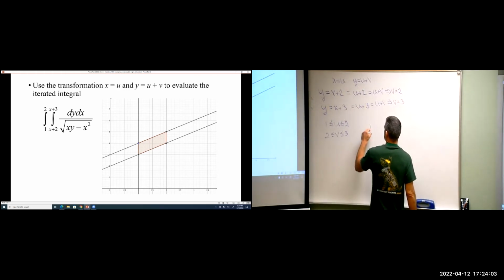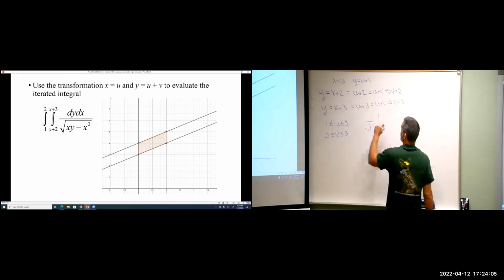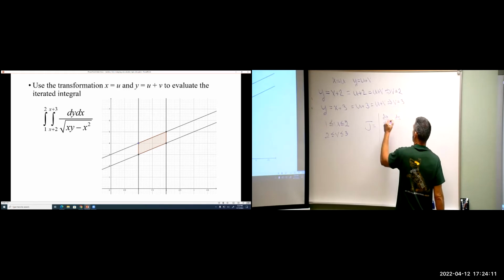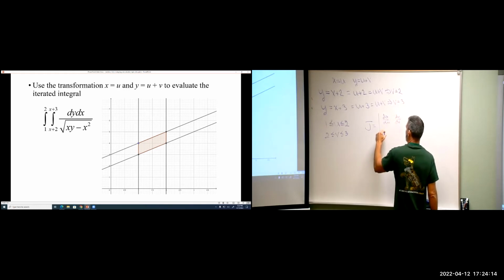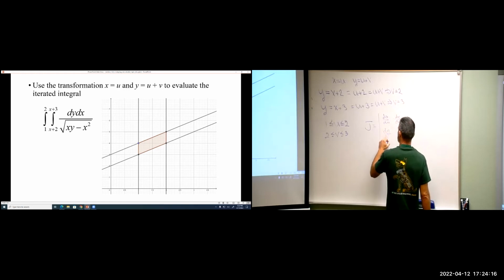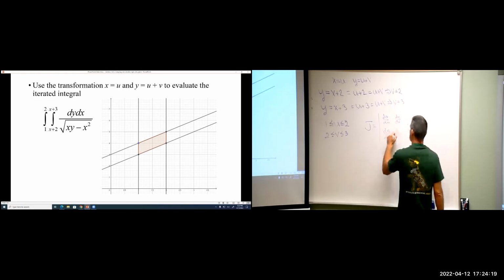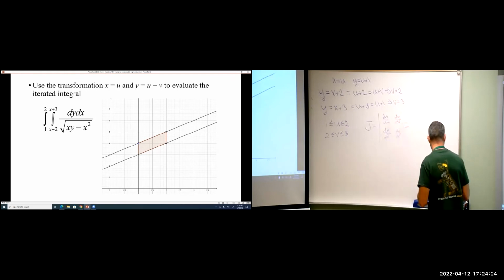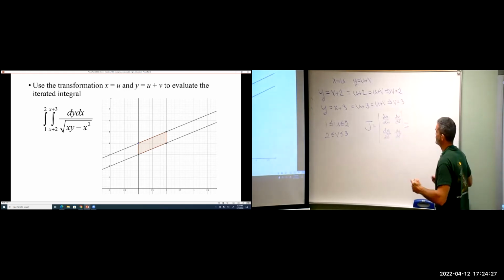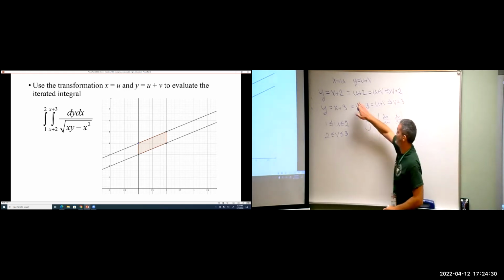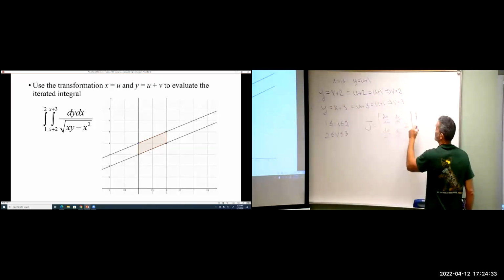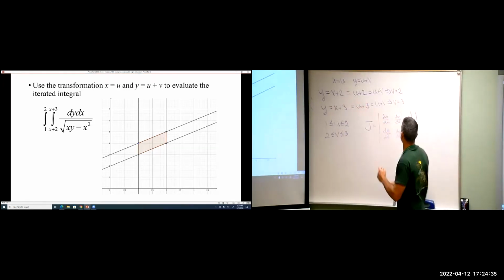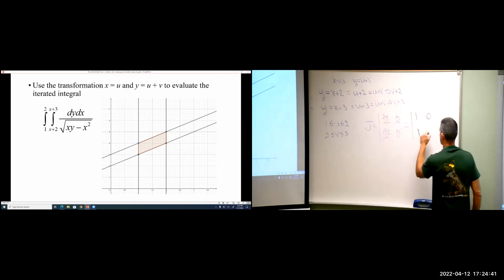So, the Jacobian. We're going to have dx du, dx dv, and then dy du, dy dv. We'll be finding the determinant of that 2x2 matrix. These actually don't work out too bad. dx du is 1, dx dv is 0, dy du is 1, and dy dv is 1.